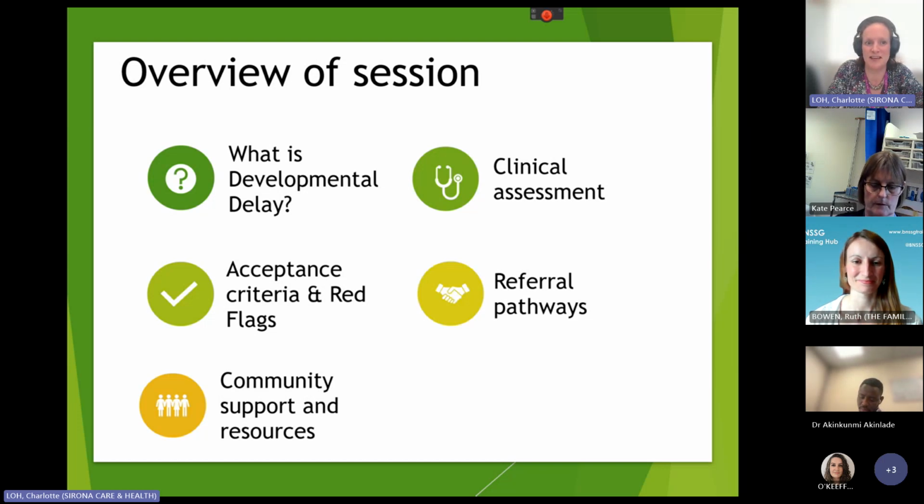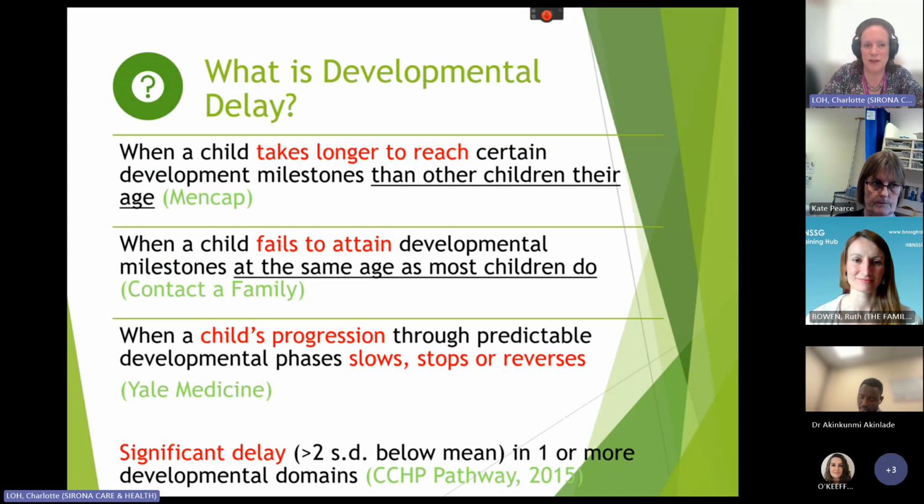So what is developmental delay? There's a broad range of definitions on the internet, but essentially the main features are that it's when a child takes longer than other children to reach developmental milestones or doesn't actually manage to attain those developmental milestones, or when their progression slows down, stops or reverses. And our local definition in our CCHP developmental delay pathway is when a child shows significant delay over 2 standard deviations below the mean in 1 or more developmental domains. Obviously, that's a little bit subjective and hard to measure if you're not sure what the mean is.